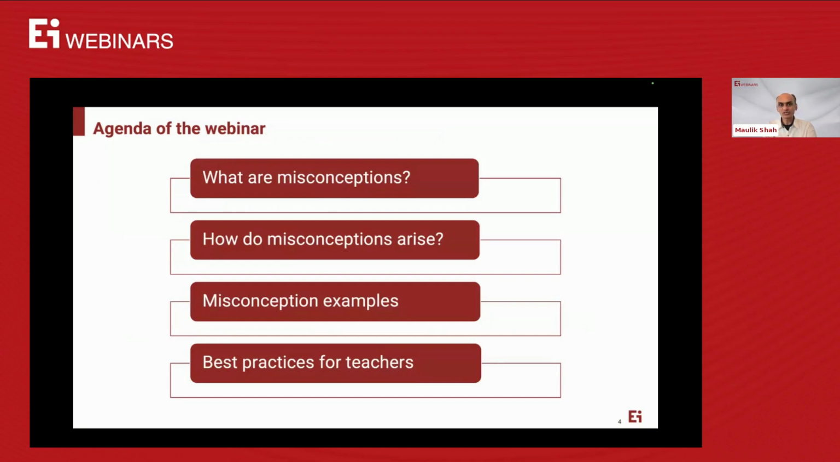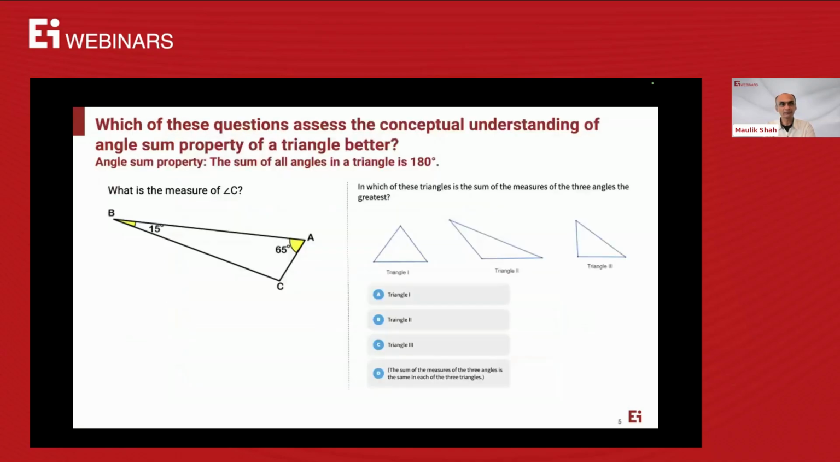We will take you through what misconceptions are, where they stem from, why it is important to learn about them, what these misconceptions are in certain areas, and what the best practices are for us as educators to remediate them.